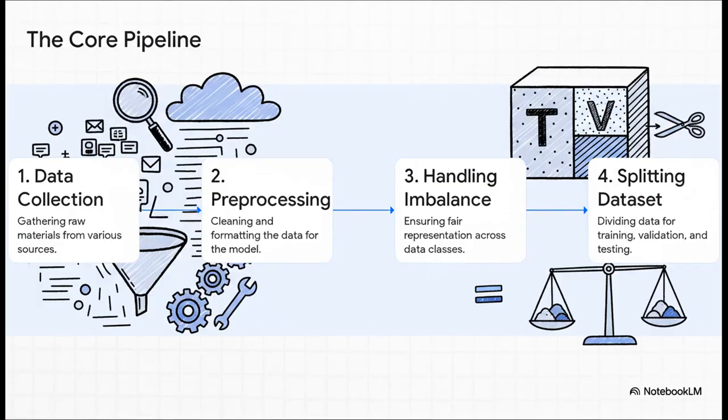Our refinery pipeline really boils down to 4 key stages. First, we gather up all the raw materials. Then, we clean them up and pre-process them. After that, we tackle a super important step, balancing the data to make sure our model isn't biased. And finally, we split our finished product up for training and testing. So let's break each of these down.